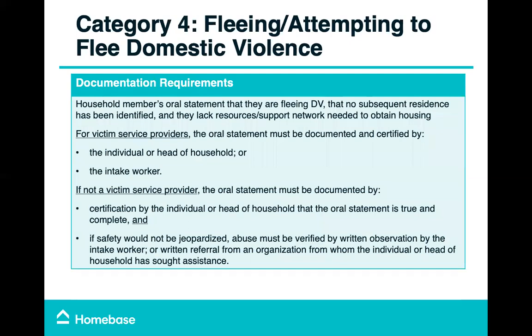So if your program is allowed to serve people in category 4, you will document their status as follows, depending on if your organization is what is known as a victim service provider or if it's not. HUD defines a victim service provider as a private nonprofit organization whose primary mission is to provide direct services to survivors of domestic violence.